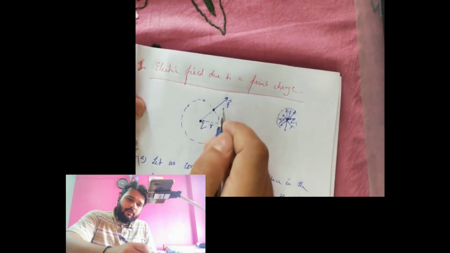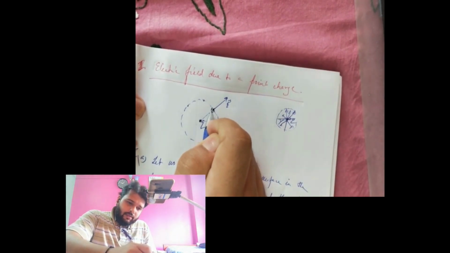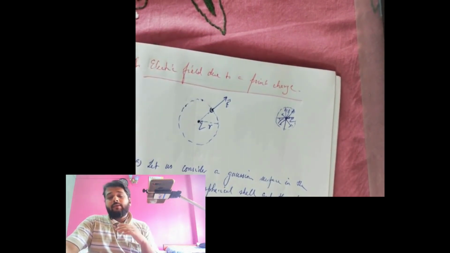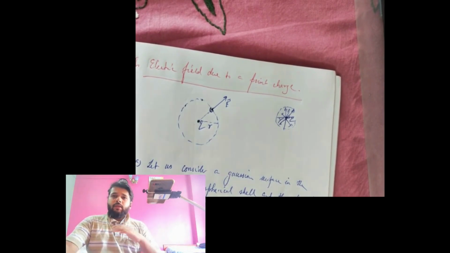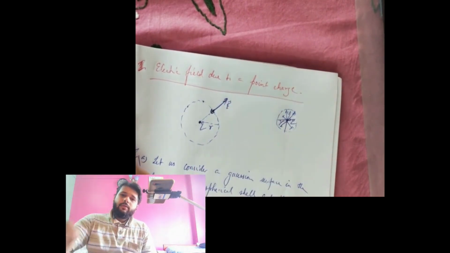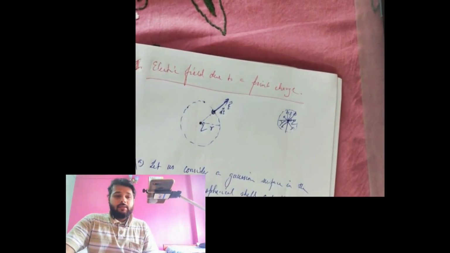Next we have to consider the area vector. In the previous class we studied that the area vector is always perpendicular to the surface. If the surface is like this, the area vector will be like this, meaning the area vector is always perpendicular. So if I draw a perpendicular line over here, we'll get this only. It means the area vector is along the same line as the electric field.